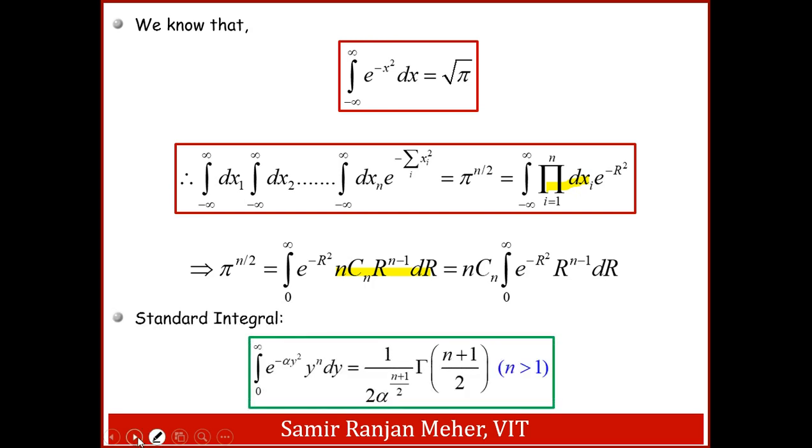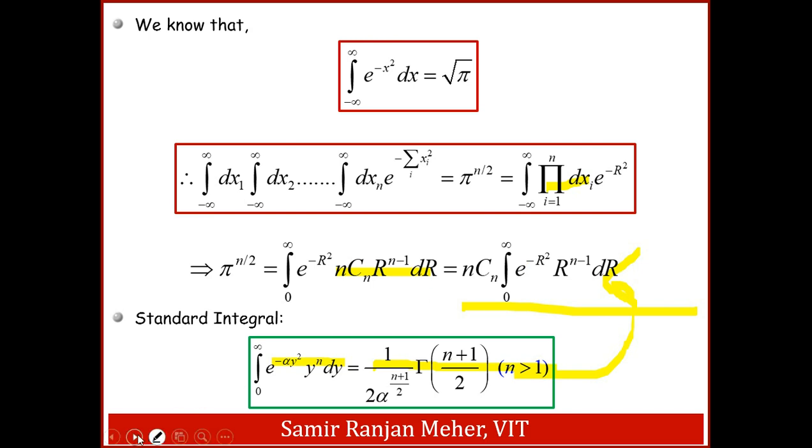Now let us use the standard integral, that is the integration from 0 to infinity of exponential minus alpha y square into y to the power n dy, where alpha is a constant and y is the variable. The result of this integral can be written in terms of the gamma function, that is 1 by 2 into alpha to the power n plus 1 by 2 into gamma of n plus 1 by 2, provided the value of n is greater than 1. So now let us apply this standard integral to the integration that we obtained. In this case n is equal to n minus 1 and the value of alpha is simply equal to 1.